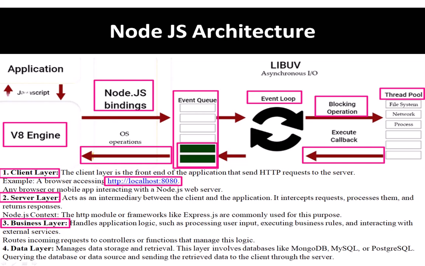Next, the data layer. The data layer manages data storage and retrieval. This layer involves communicating with databases like MongoDB, MySQL or PostgreSQL, querying the database or data source and sending the retrieved data to the client through the server. Here you can communicate with the database and retrieve data; you can create a table and insert values inside the table, retrieve the results, and delete the unnecessary columns which are unused.